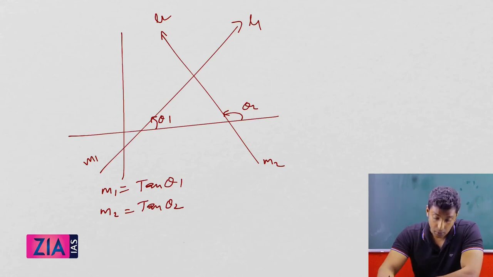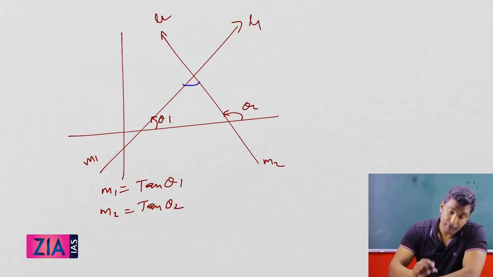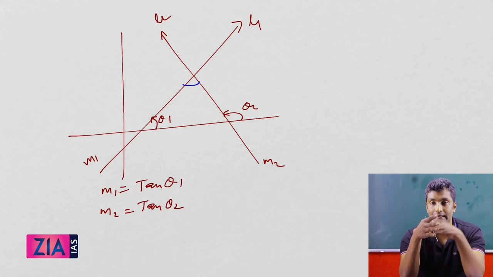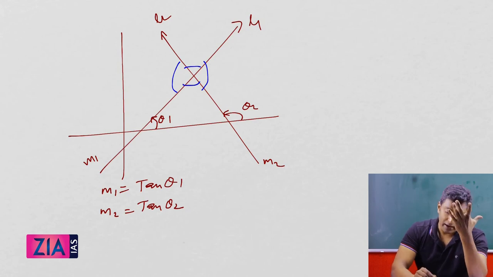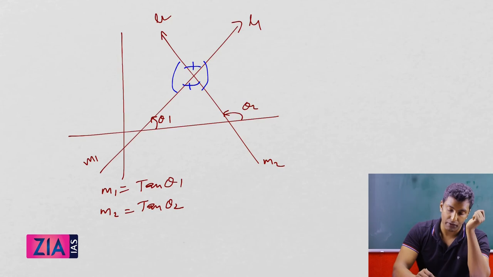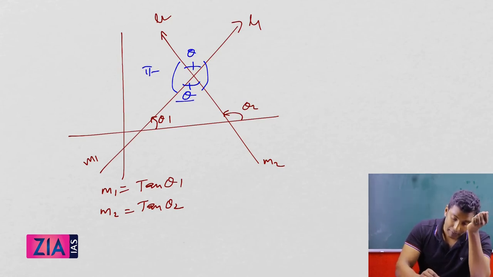That is clear. Now, what I need is, when two lines intersect like this, how many angles are formed? You can see two angles like this and two angles like this. These two are in fact equal because they are vertically opposite angles. If I mark it as theta, this also will be theta. Now if this is theta, this has to be pi minus theta, so this will also be pi minus theta.